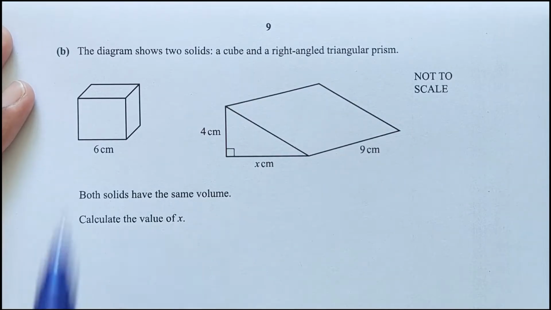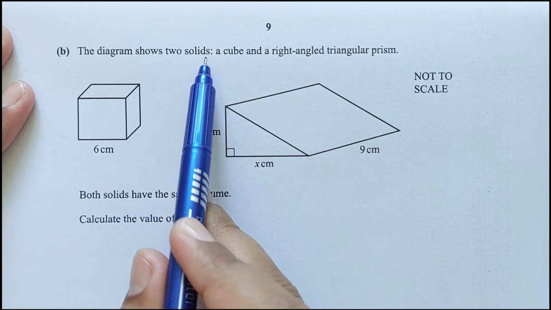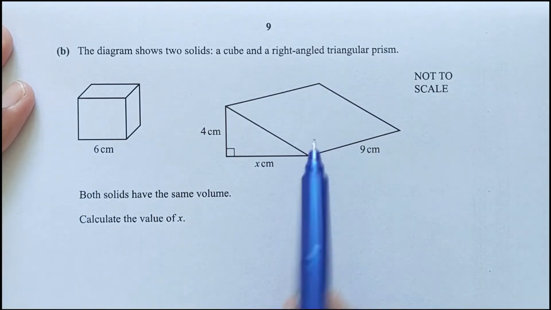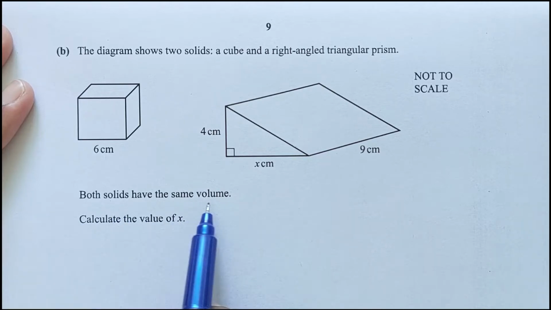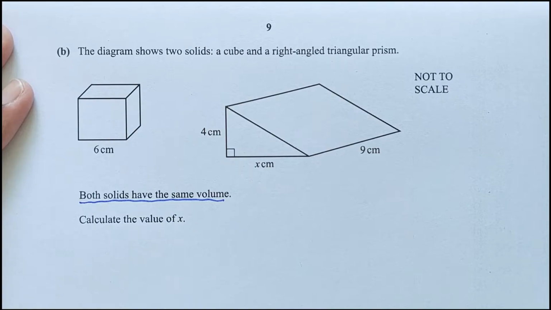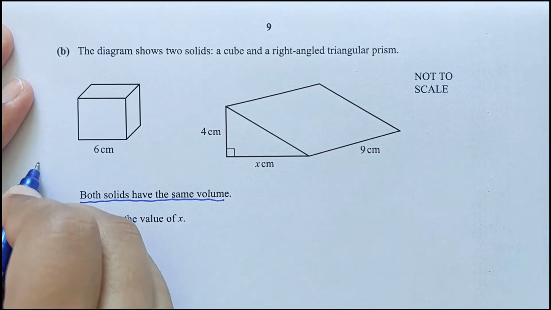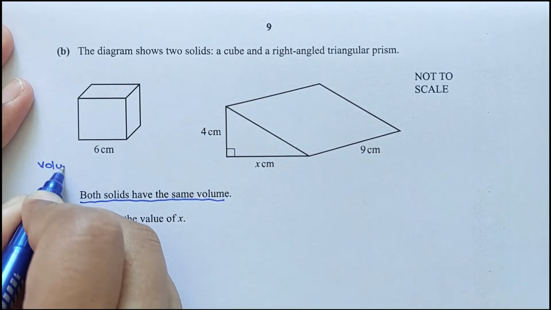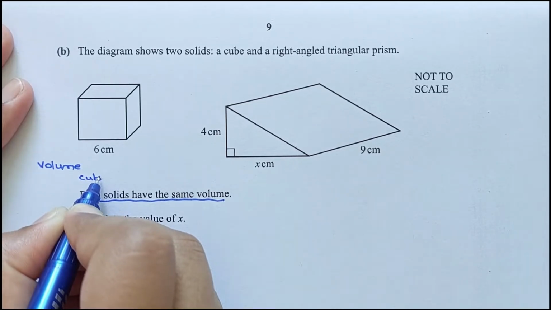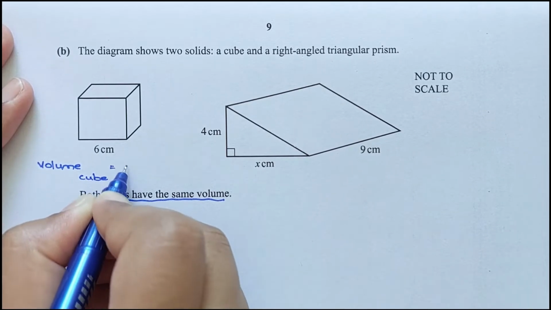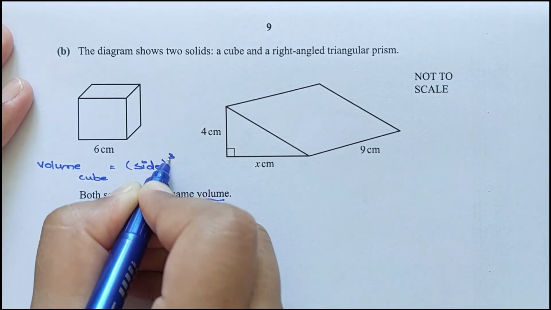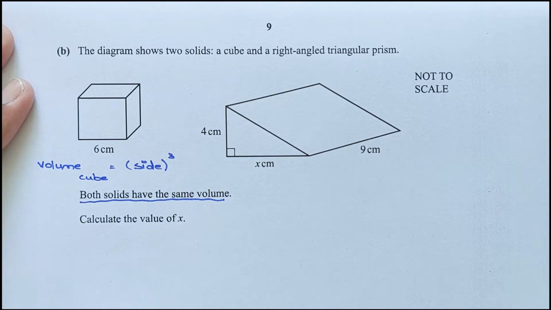Now for part B, the diagram shows two solids, a cube and a right angled triangular prism. Both solids have the same volume. Calculate the value of x. So what is the volume of a cube? The volume of a cube has a formula side cubed. So 6 cubed is the volume of the cube.